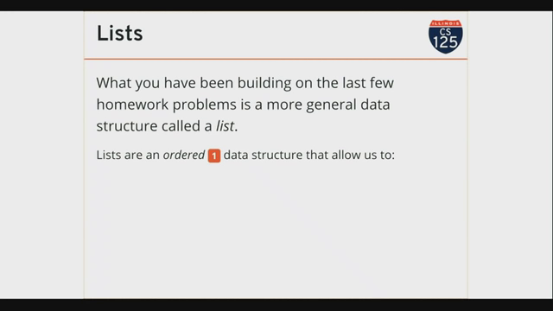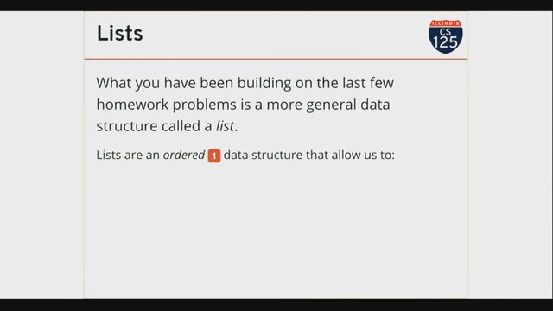A list is like this. A list is an ordered data structure. We're gonna talk about some unordered data structures in the future. A list is an ordered data structure, meaning that it does that same thing. It puts items in order. When you add something to it, you have to tell the list where it goes.